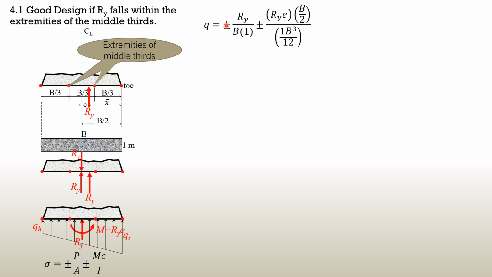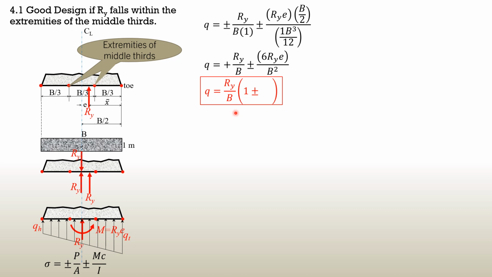We have plus minus. In mechanics of materials, if the stress is tension, then it is positive. But this is fluid mechanics and hydraulics. The positive pressure here is the one that is pressure or compression. So plus minus Ry E, the moment, this is C, B over 2, and this is the moment of inertia with respect to this axis of rotation, 1 B cubed over 12. If you simplify this, q is plus Ry over B, then plus minus 6 Ry E over B squared. Factoring out Ry over B, remember in fluid mechanics, the positive pressure is compression. So q therefore is Ry over B, quantity 1 plus minus 6E over B. So this is the formula.